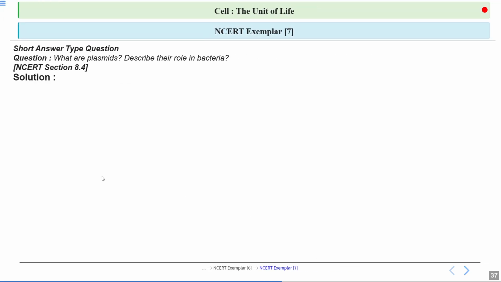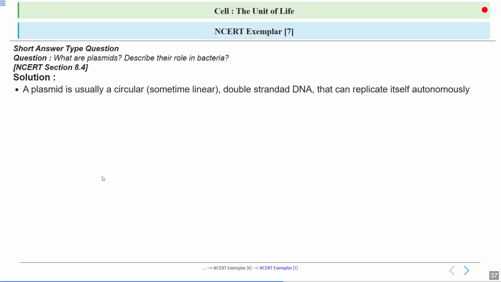So next question is, what are plasmids? Describe their role in bacteria. A plasmid is usually a circular, sometimes linear, double-stranded DNA that can replicate autonomously. Why is it called autonomous replication? Because it can make its own copy. This plasmid structure we see in the case of bacteria. It is a double-stranded DNA.